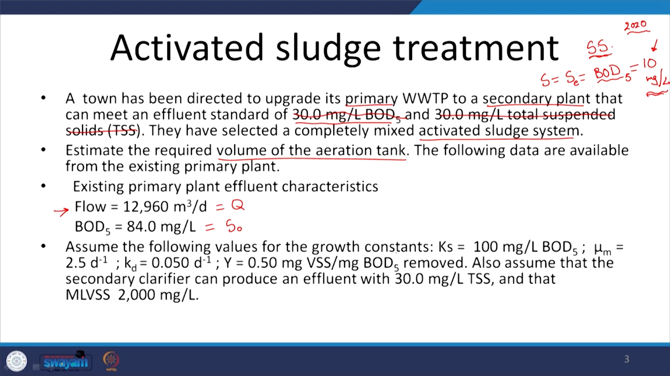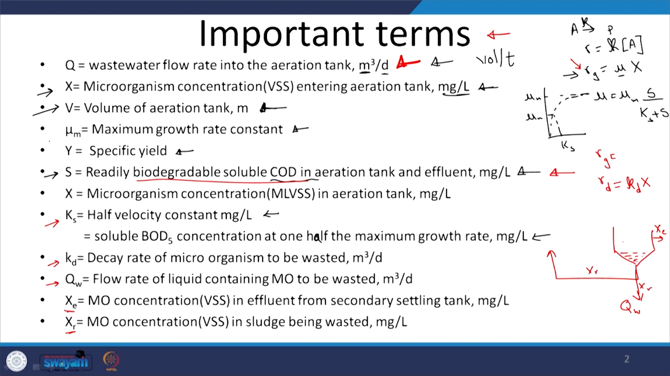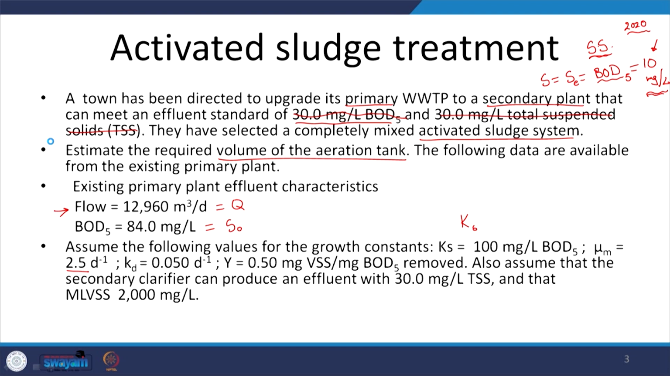Assume the following values for the growth characteristics. I know the half velocity constant Ks is there, and mu max, which we already looked at, the maximum growth rate constant, is also there, 2.5 per day. How do we get this? Typically from laboratory tests. K decay is there, and the yield coefficient is there, in milligrams of volatile suspended solids, which gives us an idea about the microbes per milligram of BOD5 consumed. So, the yield is the mass of the microorganisms being produced per mass of the organic matter being consumed by the microbes.